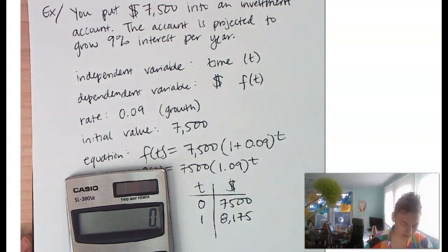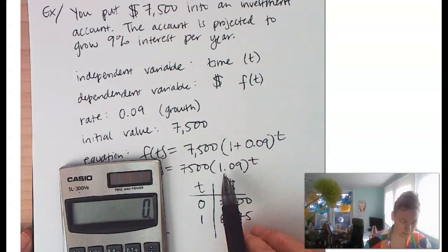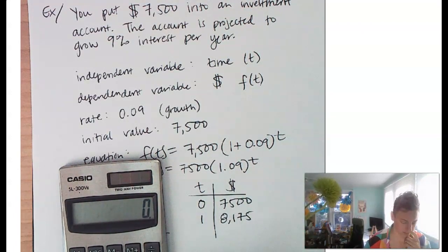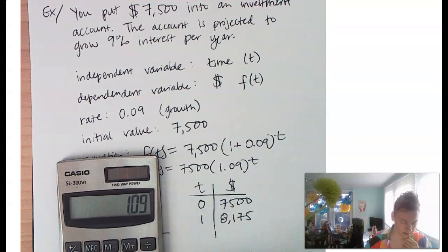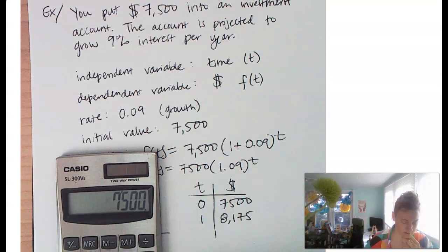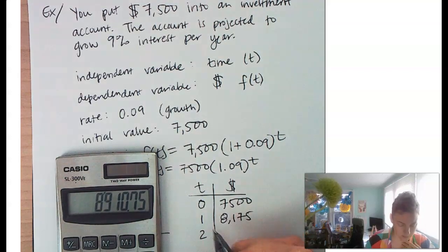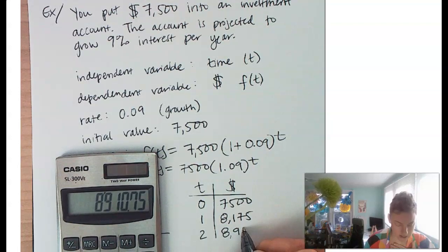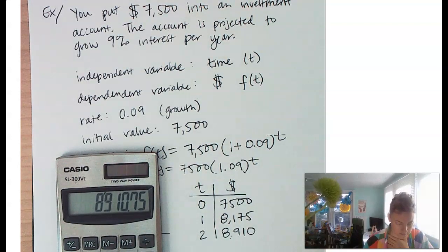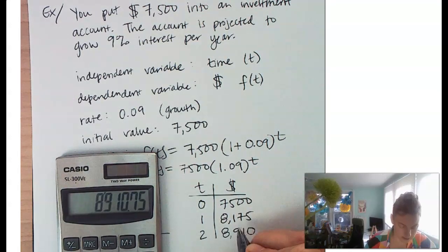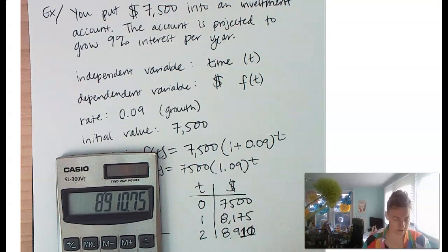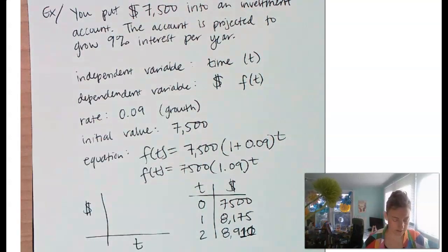Not too bad. How about after 2 years? So 1.09 to the second power is 1.09 times 1.09 times 7,500. All right, after year two, we've got $8,910. I'm just going to round to the nearest dollar, so this will be $8,911. Sweet.